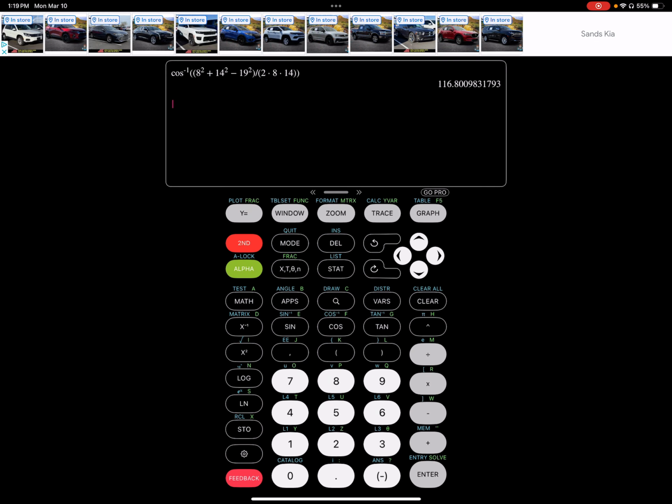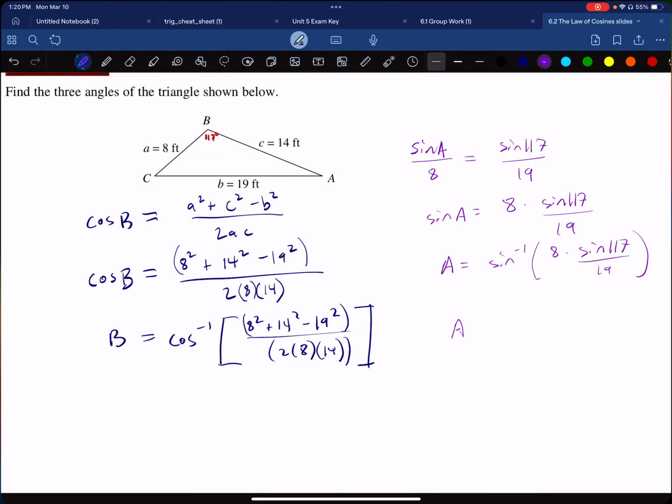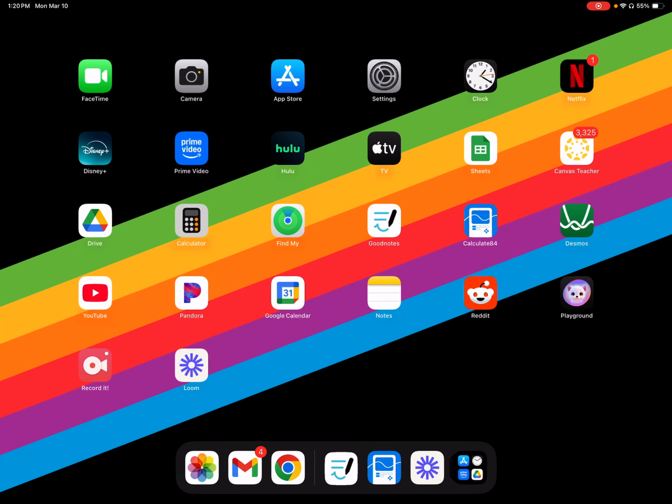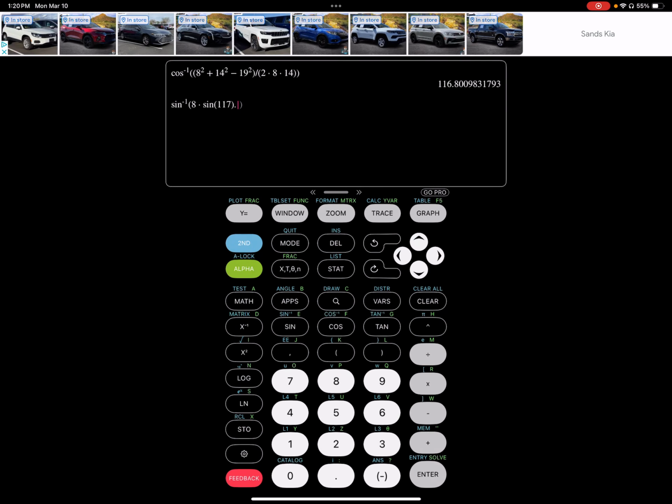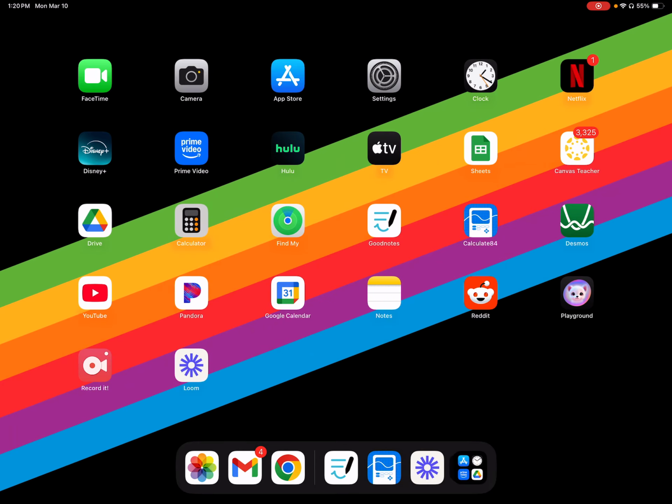So inverse sine 8 times sine 117 divided by 19. All right, we'll round that to the nearest degree, so 22 degrees for angle A.